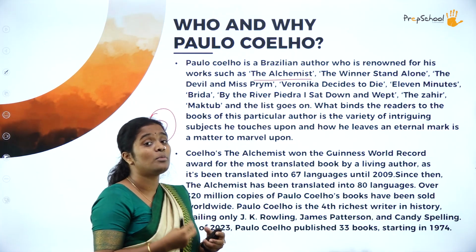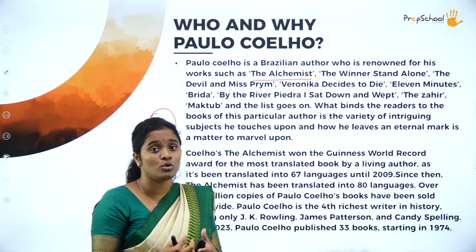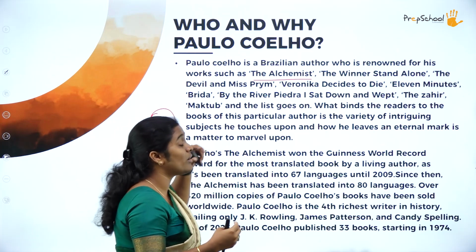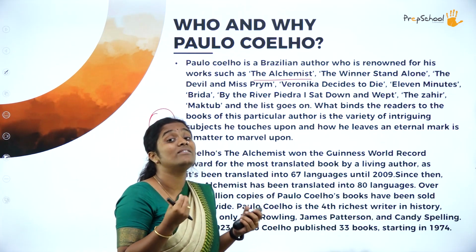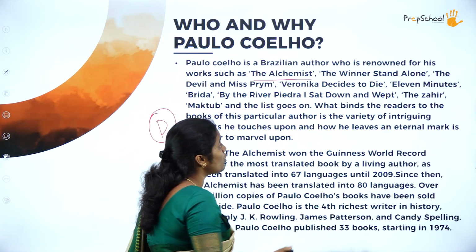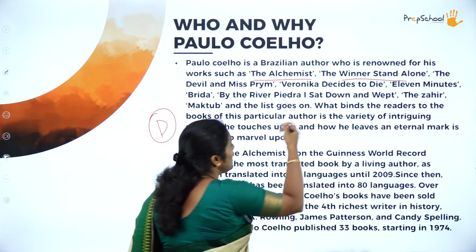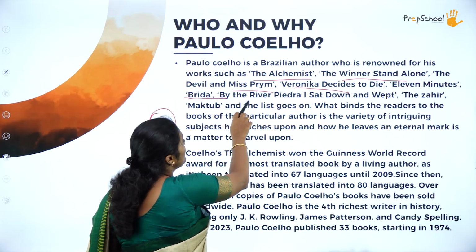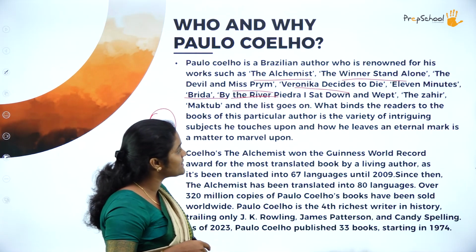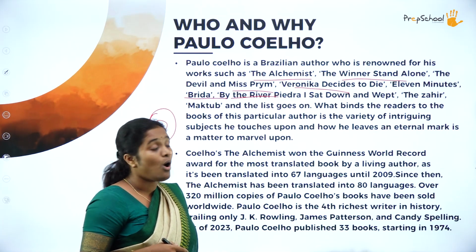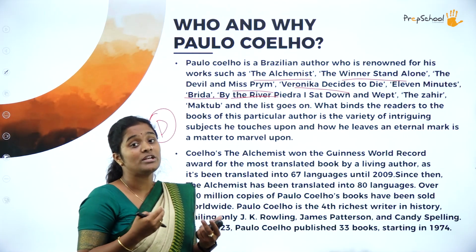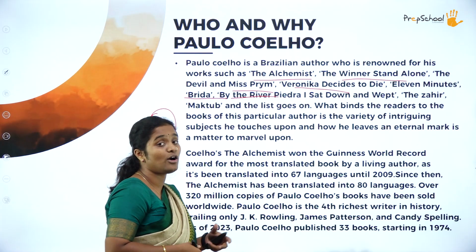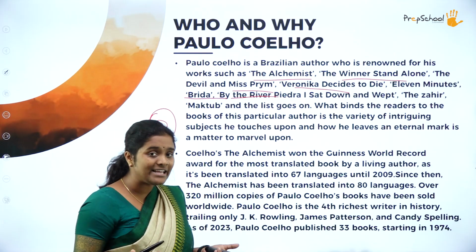I'm going to give you a couple of pieces of evidence, details about Paulo Coelho. I'm not just saying go read Paulo Coelho, go read Paulo Coelho. I'm giving you the books that he has written. I'm giving you evidence, as I told you, remember? So The Winner Stands Alone, Veronica Decides to Die, Miss Prym, Brida, By the River Piedra I Sat Down and Wept. So all of these are books by him. I'm trying to introduce him to you. Okay, then what are the achievements that he has had? How many millions of people are reading him?